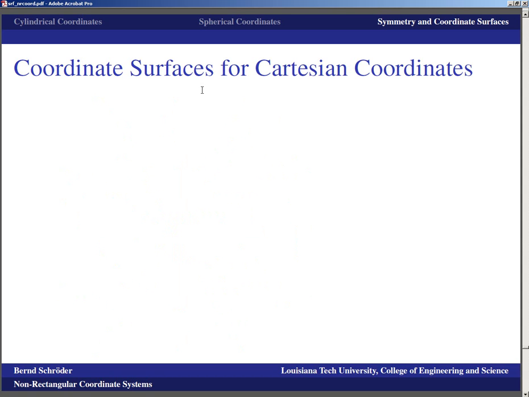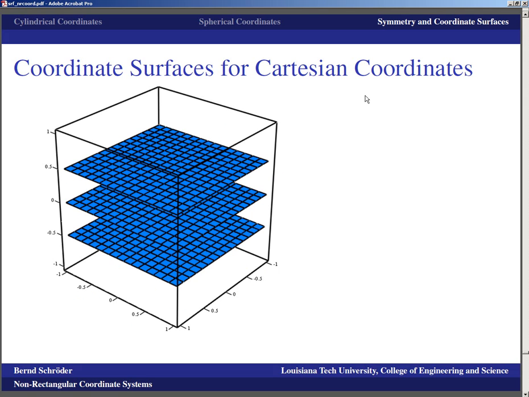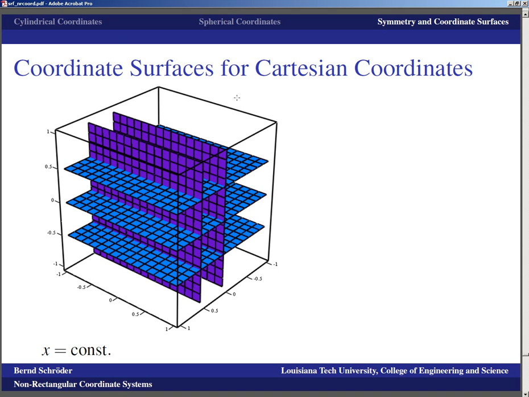If we are looking at coordinate surfaces, let's first look at Cartesian coordinates. If we hold z constant, we get horizontal planes, right? If we hold x constant, we get vertical planes. This direction is the x-axis, and so x constant gives us planes that are perpendicular to the x-axis. For y equals constant, the y-axis goes this way, and the perpendicular direction is that way.